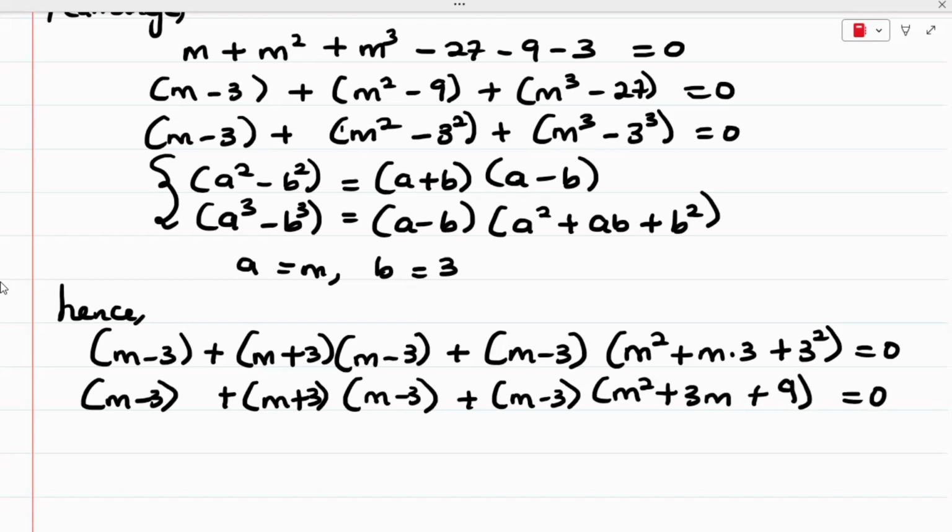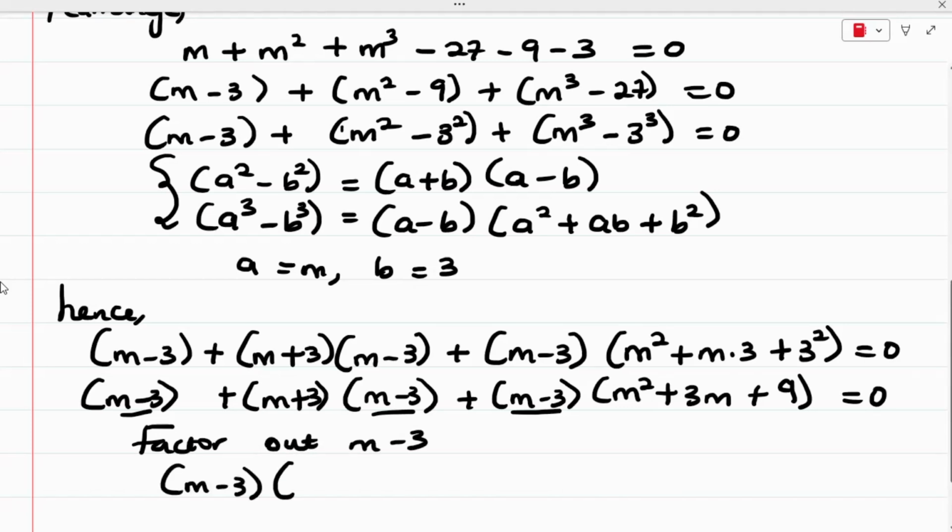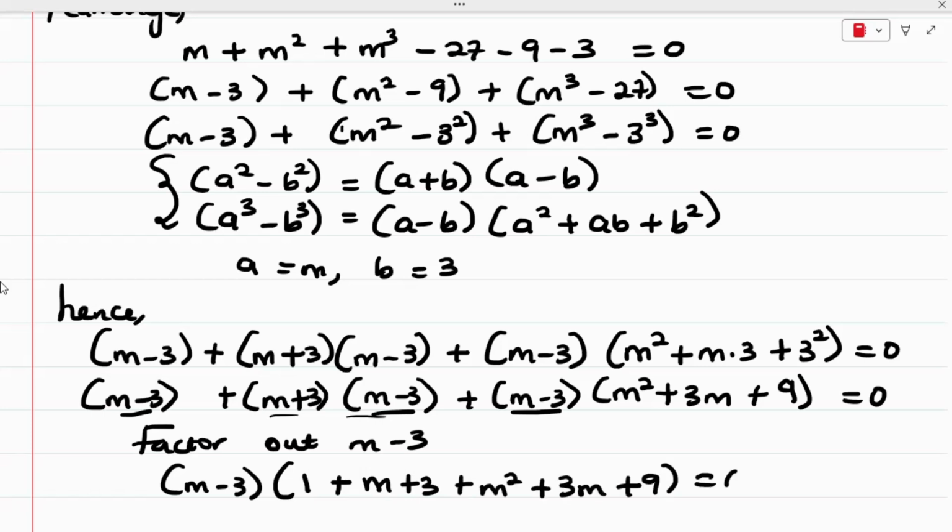And this is equal to 0. So from here we have a common term which is m minus 3, m minus 3 and m minus 3. So what we have to do is to simply factor out m minus 3. If you factor out m minus 3, for the first part we have 1, plus, if you factor out m minus 3 from here, we have m plus 3 left, plus if you factor out m minus 3, we have m square plus 3m plus 9, and this is equal to 0.